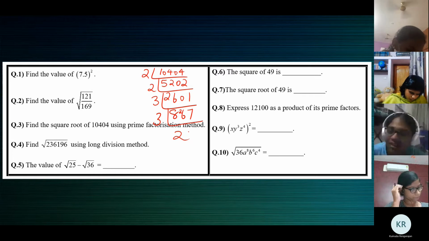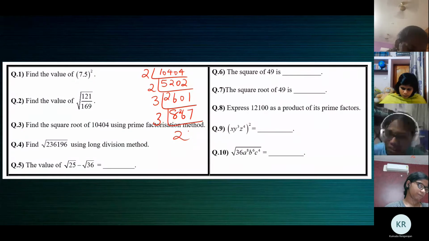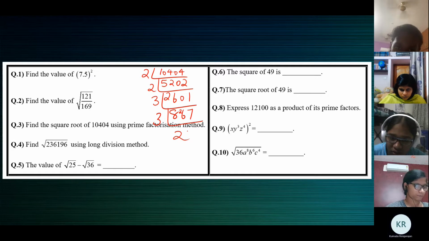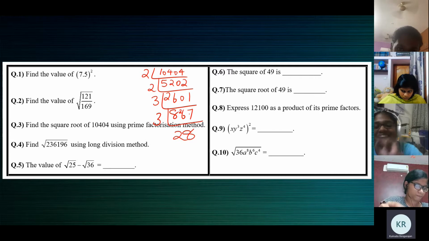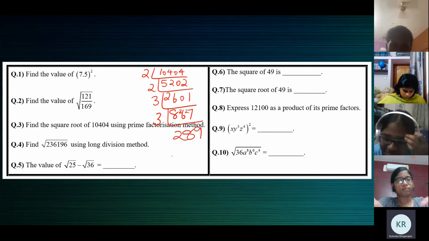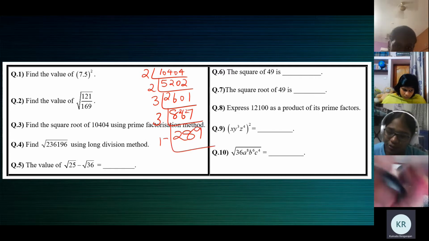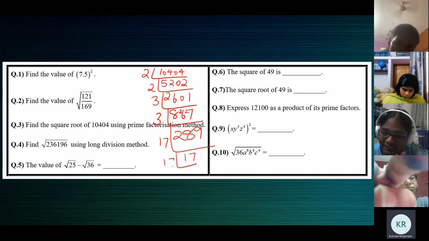Ma'am, 26 that doesn't come, ma'am. So we add 7 at the top, and it is 21, ma'am. So we have remainder of 5, and then we bring down 7, ma'am. No, 3 8s are 24. 3 8s are 24, 2 is a remainder, 3 9s are 27. Now it will be 17 times 17 ones are.